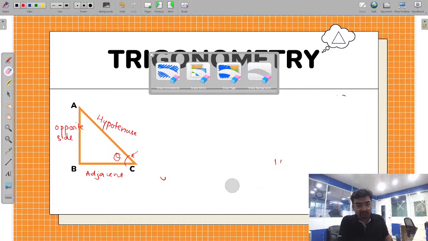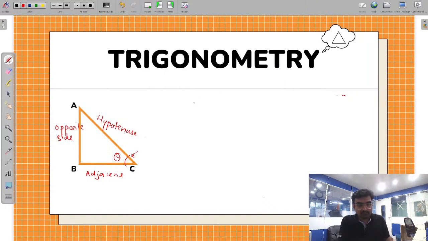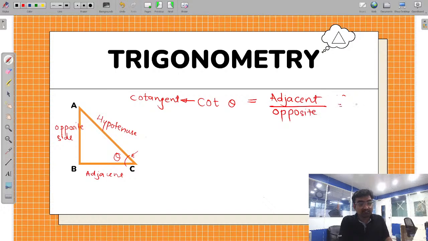After tan there will be cot. Let's talk about cot theta. Can you guess the full form? It is cotangent. And what is the ratio for cot? It is adjacent side upon opposite side. What is the adjacent side? It is BC, and the opposite side becomes AB.